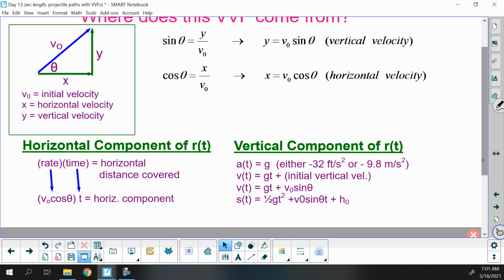Now for the vertical, start with your acceleration of gravity, because that's constant. Antiderivative of that would be g of t plus some constant, but that constant would just be our initial velocity. Do that, which the initial velocity we found above was v0 sine theta. Do that antiderivative, and you'll have another constant at the end. Well, since that's the position function, that constant should just be your initial height. So that's where each of those things comes from.